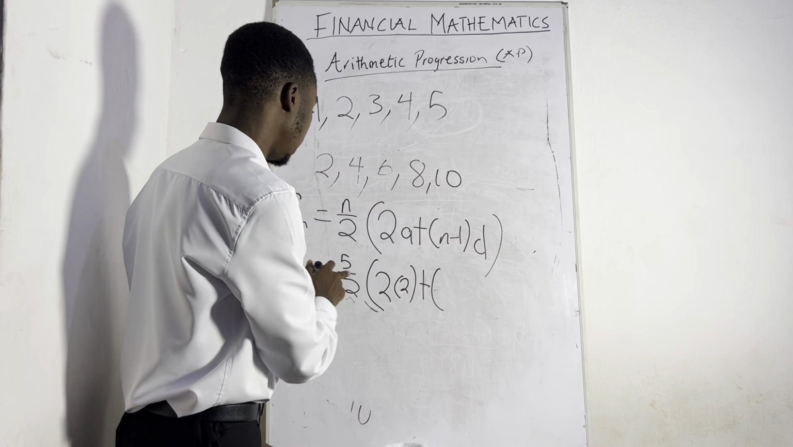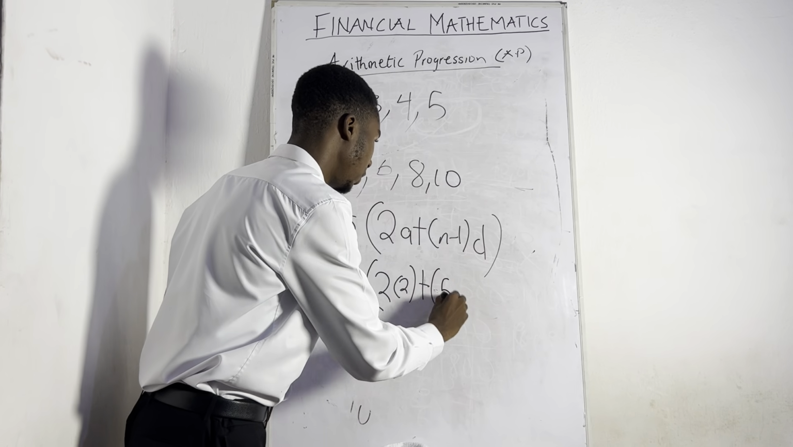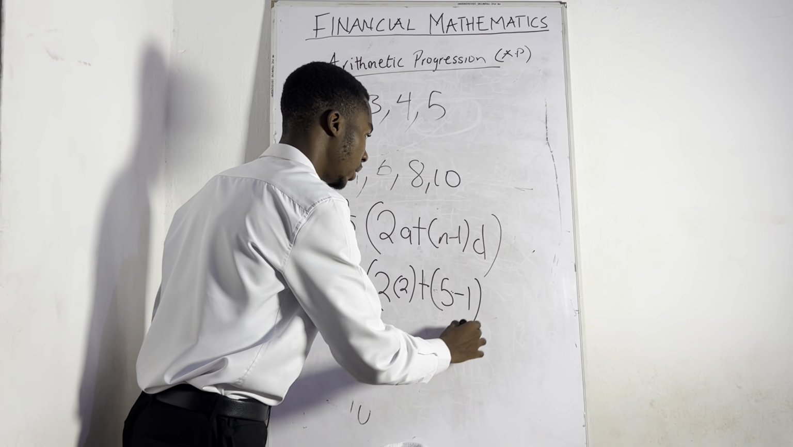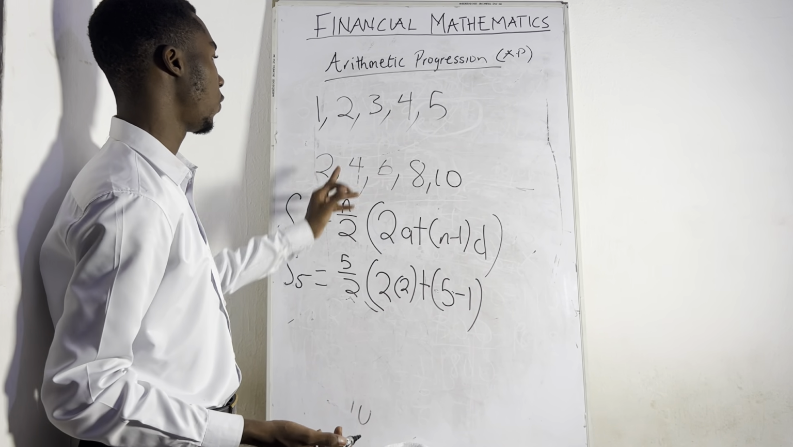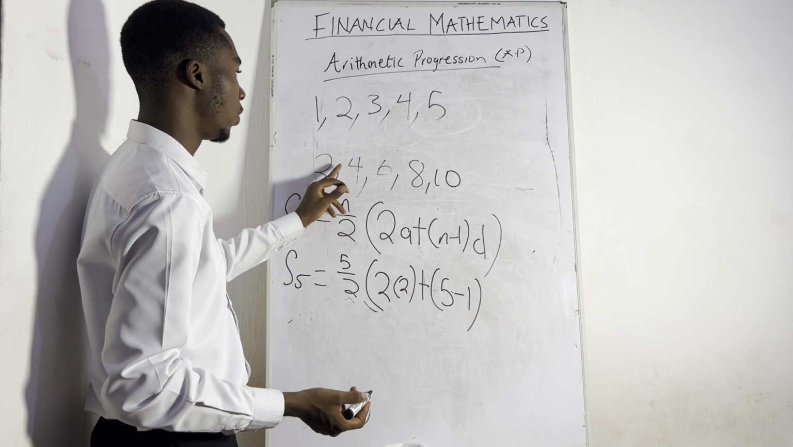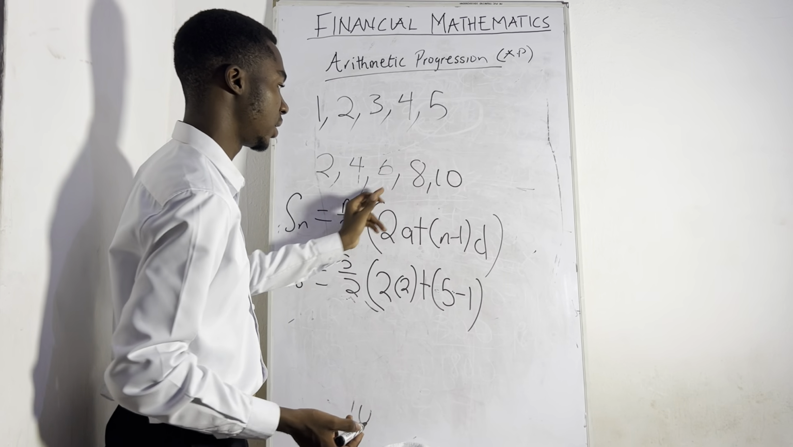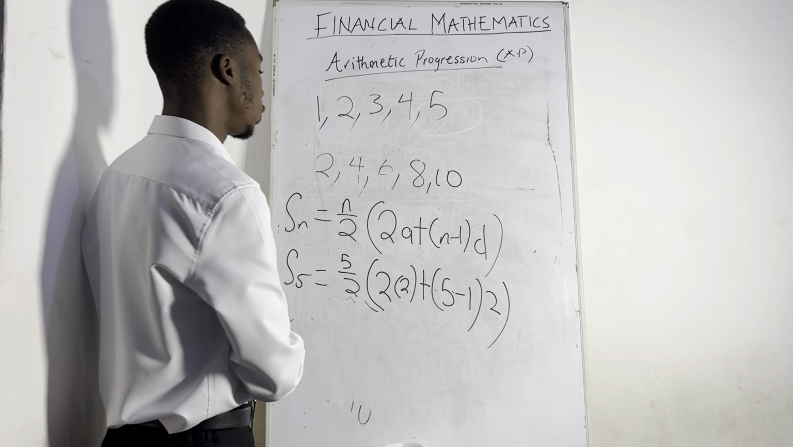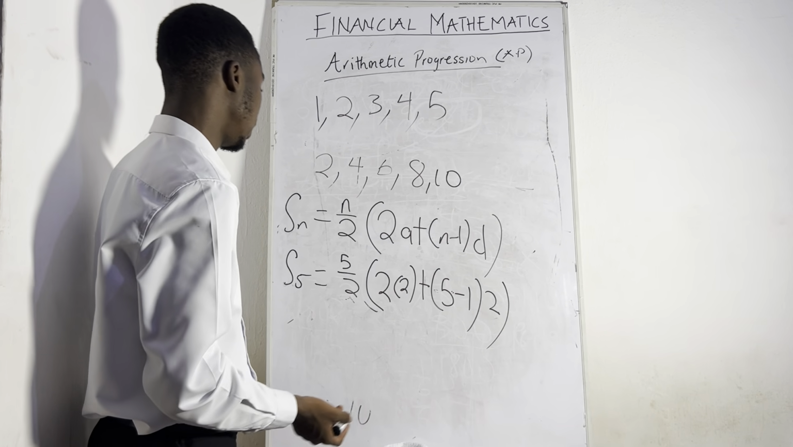n is the same as what is here, so 5, which is the number of terms you want to find. So 5 minus 1. Then d is the common difference, so 4 minus 2, or 6 minus 4, or 8 minus 6, or 10 minus 8. That will give us 2. Then we can punch all this on the calculator. You can also decide to simplify it.